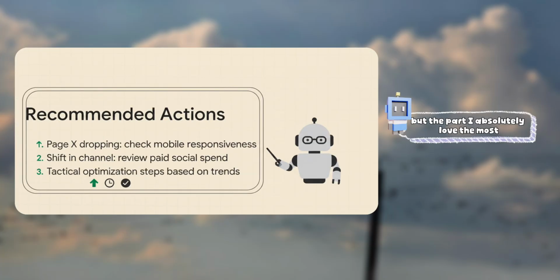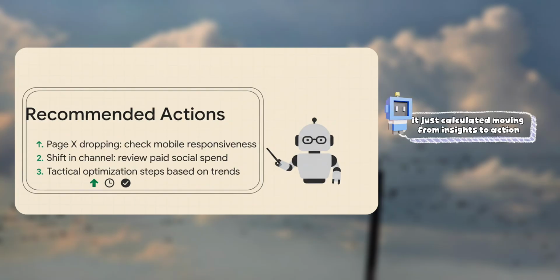But the part I absolutely love the most? The AI doesn't just hand you a spreadsheet of numbers and walk away. Because we specifically asked for recommended actions, the AI acts as an active consultant. It explicitly flags things like, hey, page X is dropping, you better check mobile responsiveness, or it points out a shift in channel performance that requires you to review your paid social spend. It hands you tactical optimization steps based on the exact trends it just calculated.